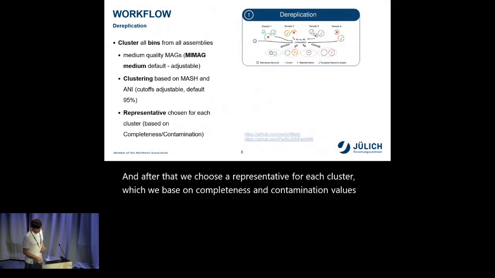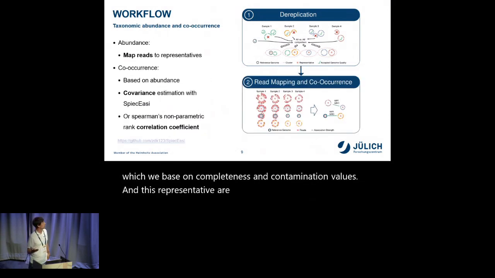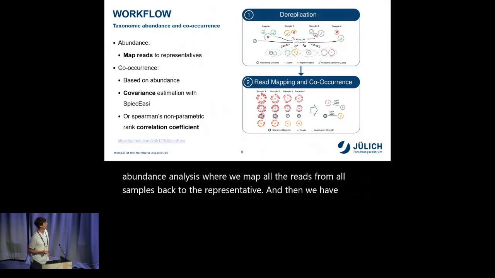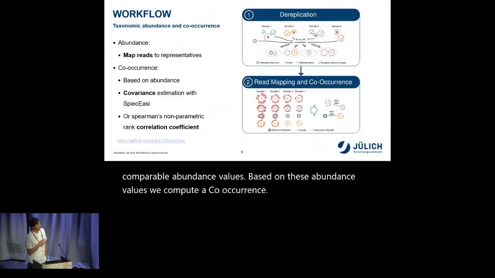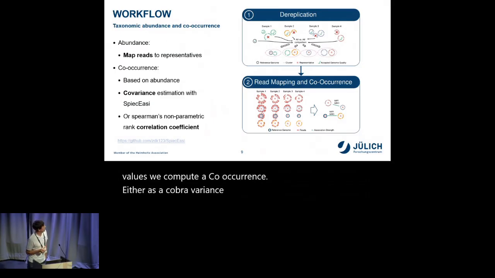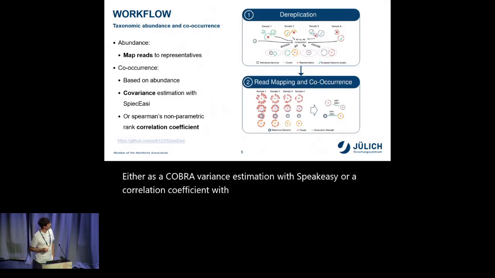These representatives are then the common ground for the abundance analysis, where we map all the reads from our samples back to the representatives, and then we have comparable abundance values. Based on these abundance values, we compute a co-occurrence, either as a covariance estimation with BigEasy or a correlation coefficient with Spearman.